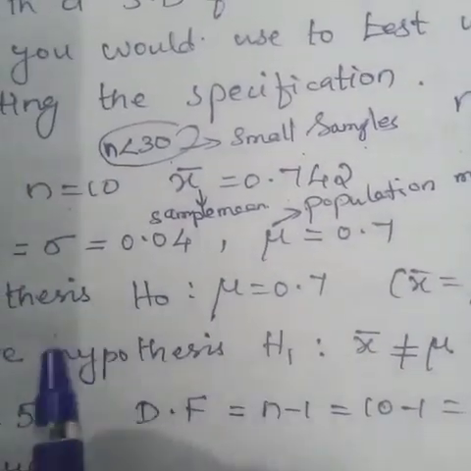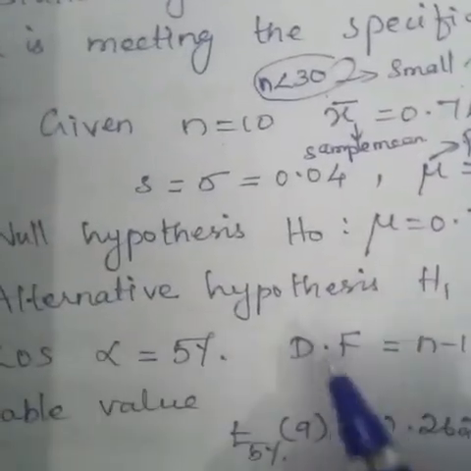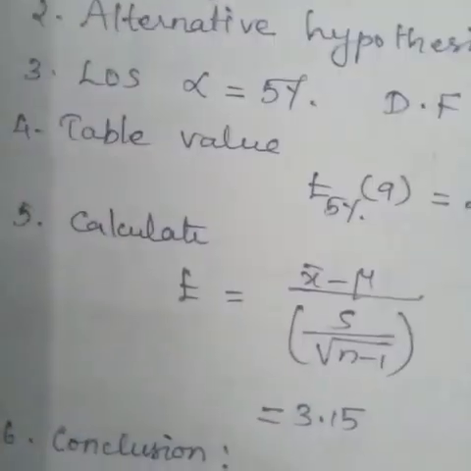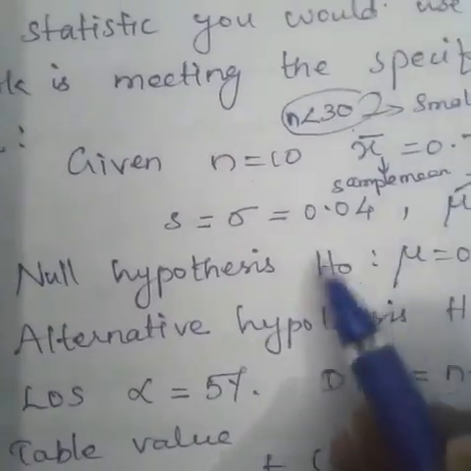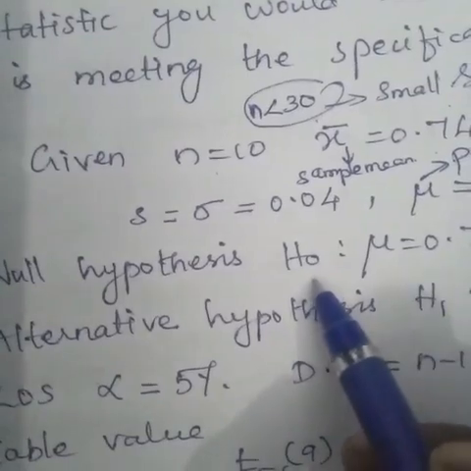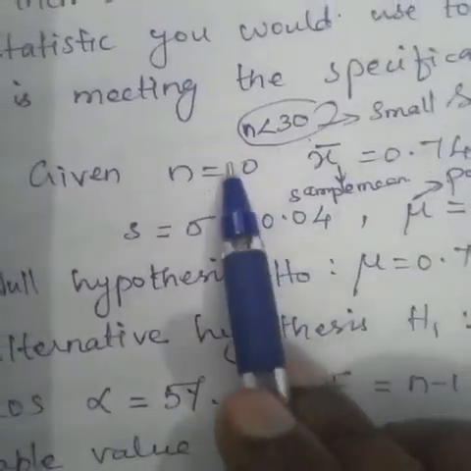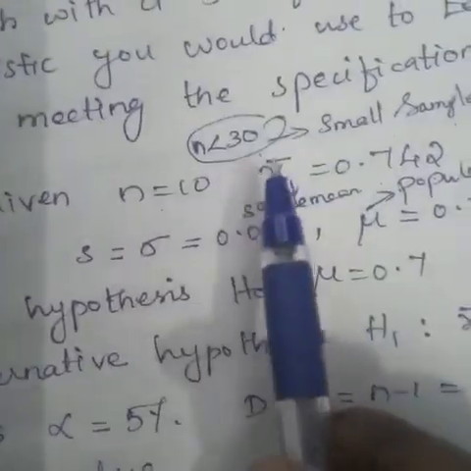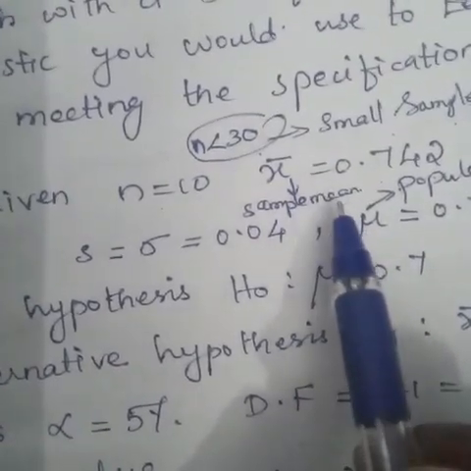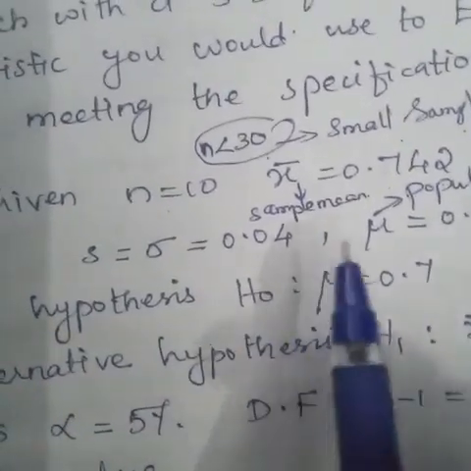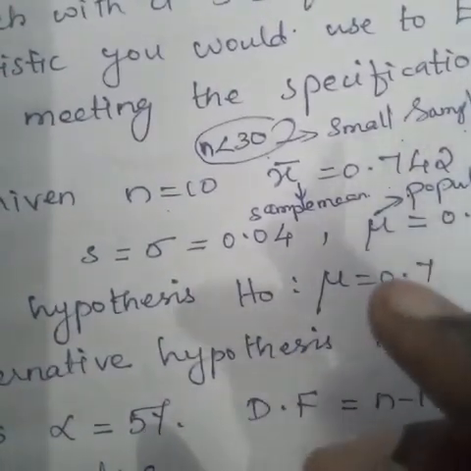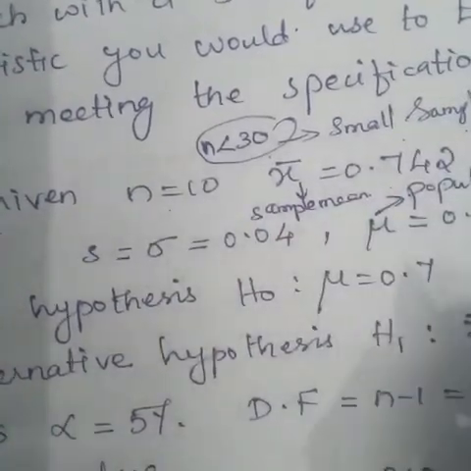So first we have the null hypothesis, next the alternative hypothesis, level of significance, degrees of freedom, then table value, then test statistic, and the last one, conclusion. So now the first step, null hypothesis. The symbol is H naught. Null hypothesis means there is no difference between the sample mean and the population mean. The population means the total engine parts made by the machinist. For the sample, we are taking 10 samples from the total engine parts.